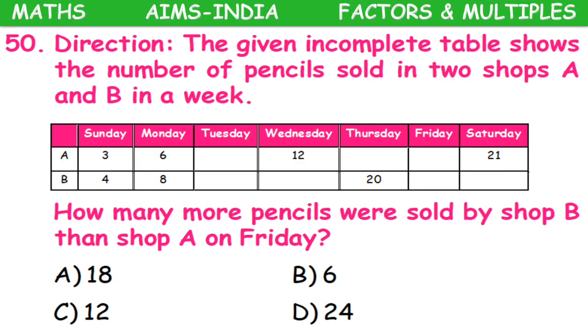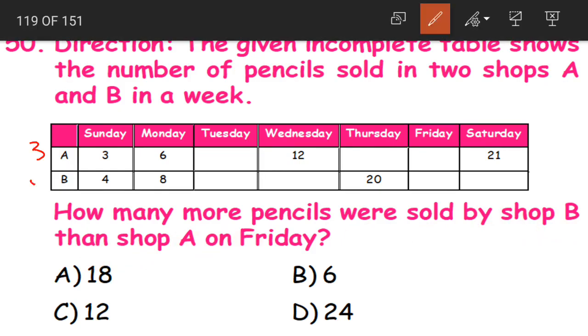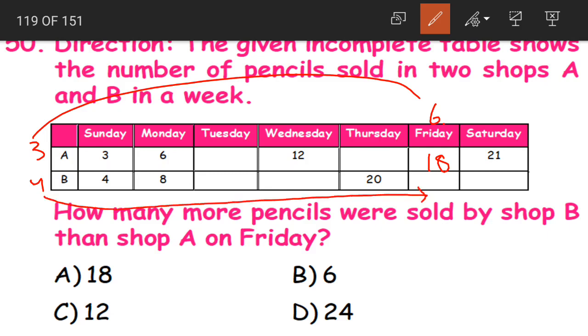And coming to the last question for today, again it is the same question. Yes, we already had this box, but now what is the question here? How many more pencils were sold by shop B than shop A on Friday? If you remember, here Friday is day 6. So the number of pencils sold by A on Friday are 3 6s are 18, and the number sold by B are 4 6s are 24.